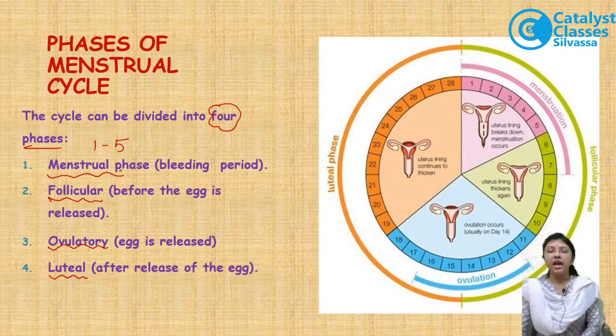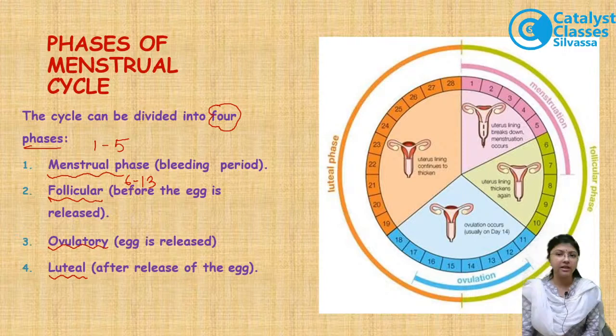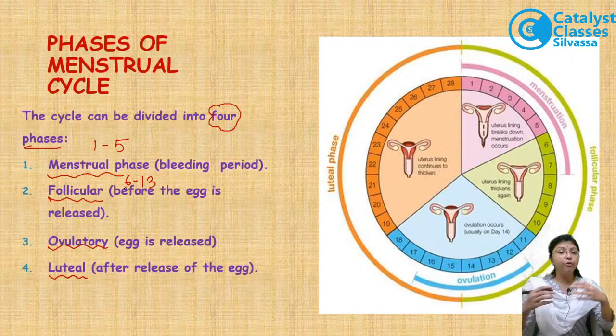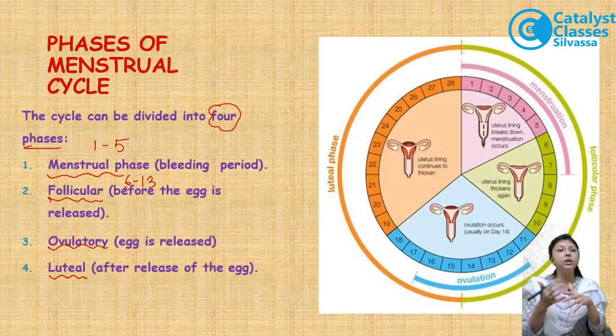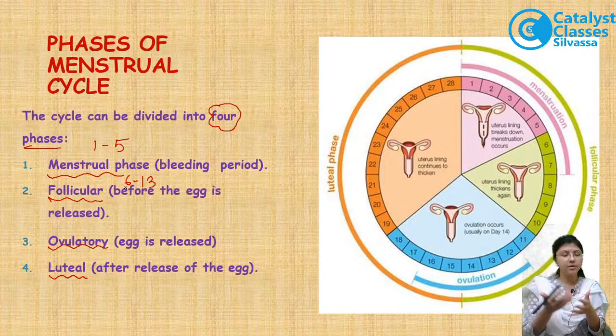ठीक है, next जो होता है 6th to you can say somewhere 13th day. 6th to 13th day is called as the follicular phase. What is it called as? Follicular phase. 6th to 13th day. Now what exactly is happening during this follicular phase? Before the ovulation takes place, what is going to happen? The egg will be released out. Before the ovulation takes place, the follicles are developing.